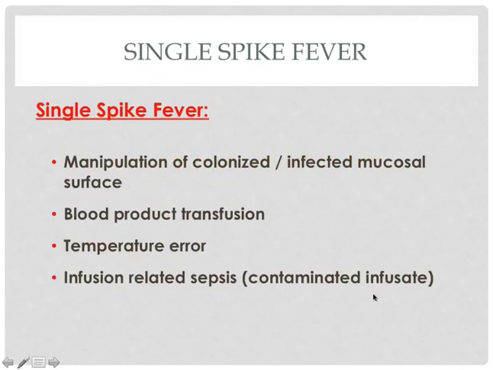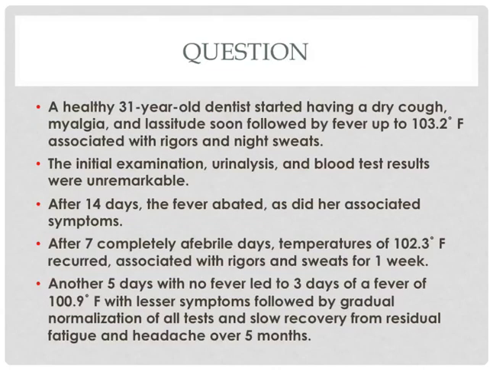The single spike fever: when you see just one spike of fever in your patients, think about a blood product transfusion, or maybe it's a temperature error. Take it again. There could be a contaminated infusate that they're getting, and manipulation of a mucosal surface, or things like that. So if you see a single spike, think about these things.